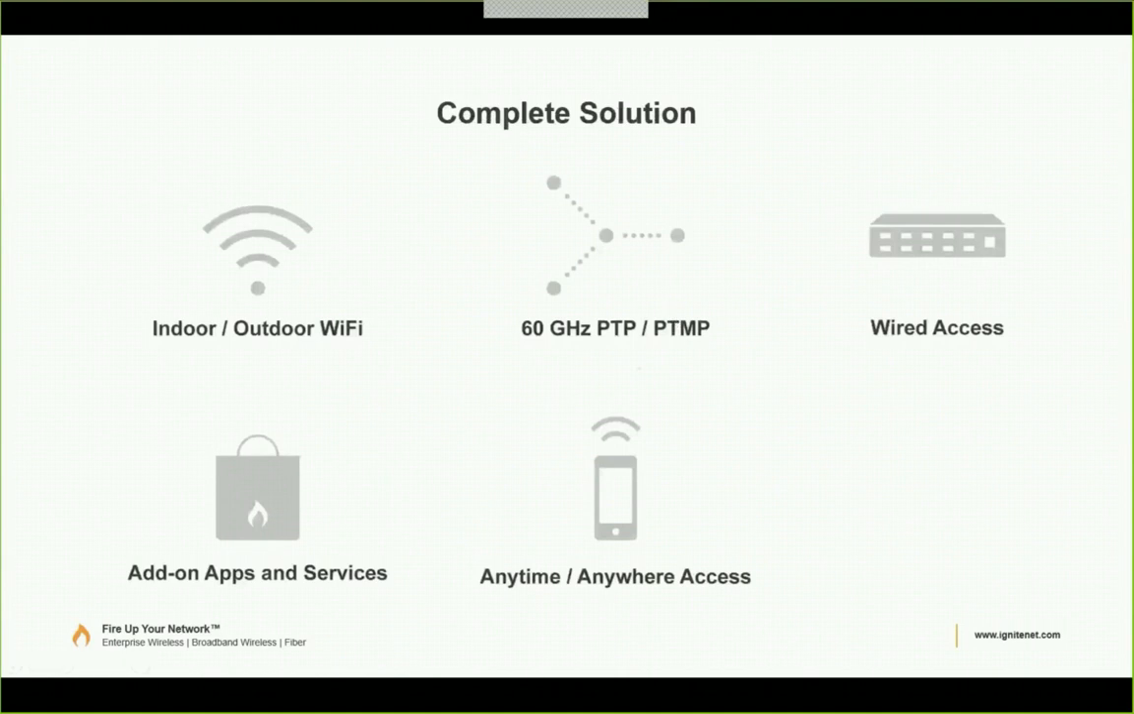So we go from indoor-outdoor Wi-Fi, which is 802.11 b/g/n/a, AC, AC Wave 2. We do 60 gigahertz point-to-point and point-to-multipoint infrastructure. We even have wired access, such as our Fusion Switch product line, which is PoE switches and SFP switches. We have MeshLinq, which I'll talk about a little bit in this webinar. And then we also provide add-on apps and services and anywhere, anytime access through our IgniteNet Cloud, which is used to manage all of these solutions that we sell.